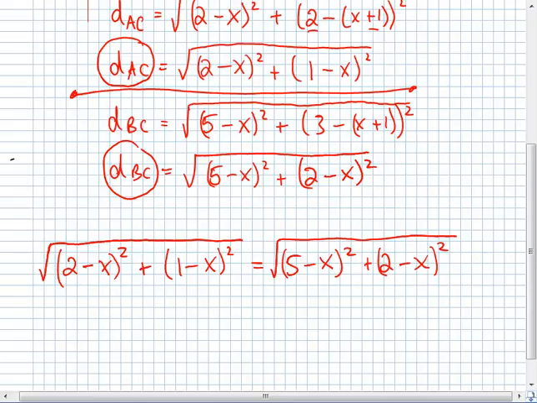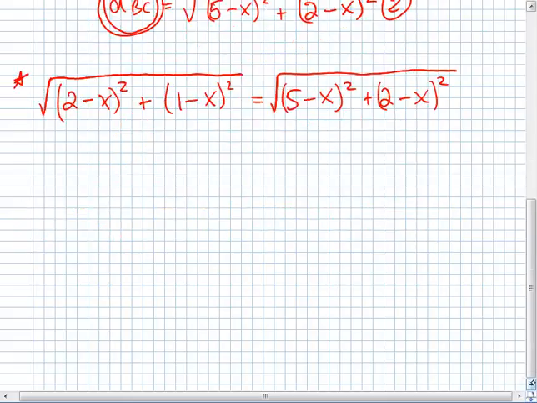Okay, so we said that the distance between AC and BC are going to be the same. In other words, they're equal to each other. So I've taken equation 1 here and equation 2 and simply made them equal to each other right here. And so all we have to do now is just solve this for x, and that'll get us towards our answer.